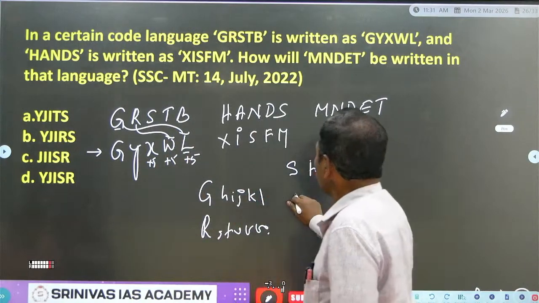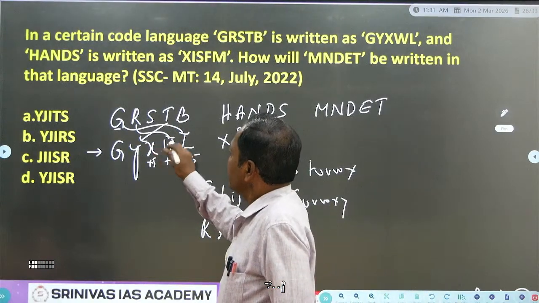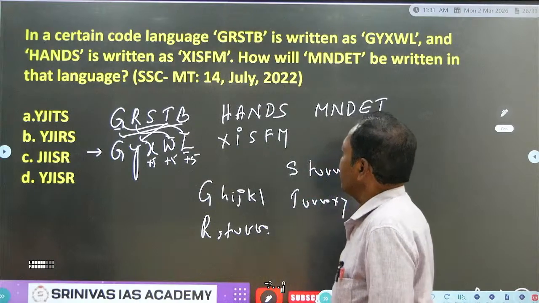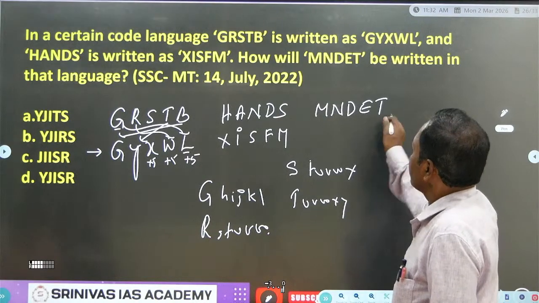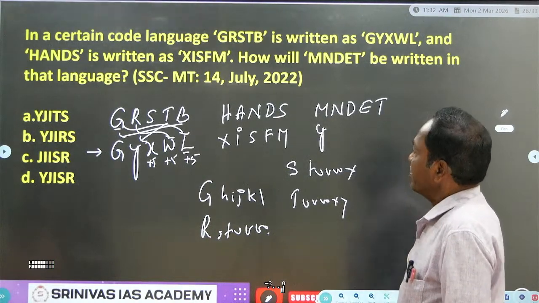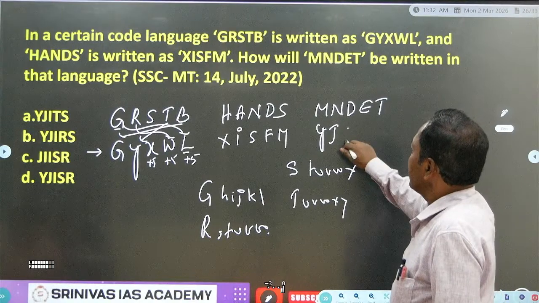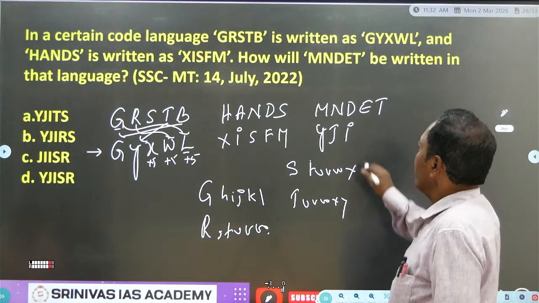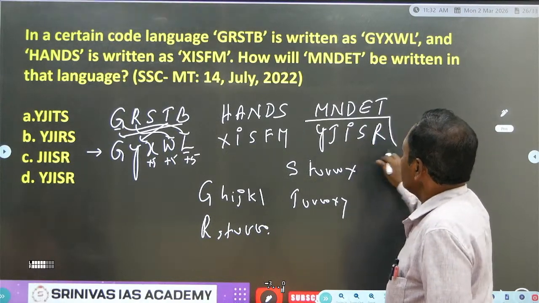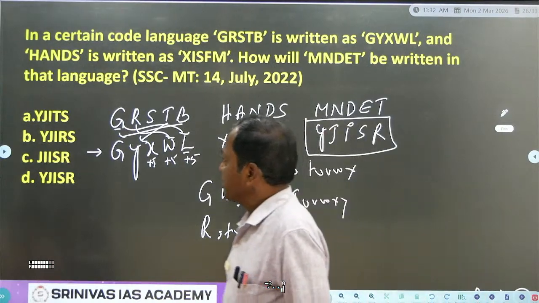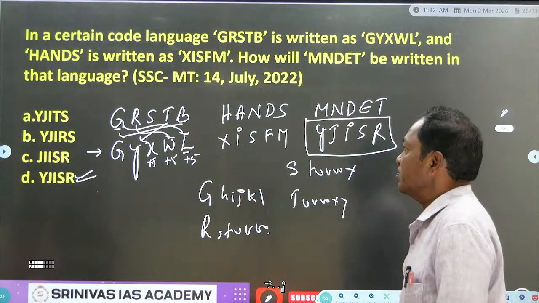TY: after T is what? UVWXY, plus 5, plus 5. You have to take reverse order. For T, Y can be taken. For E, EFGHI, then NOPQR, giving YJISR. Option D is appropriate.